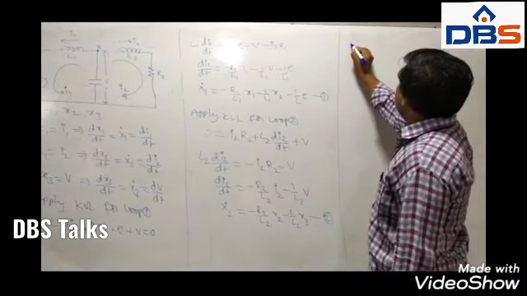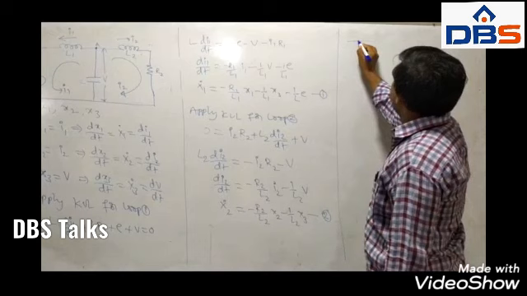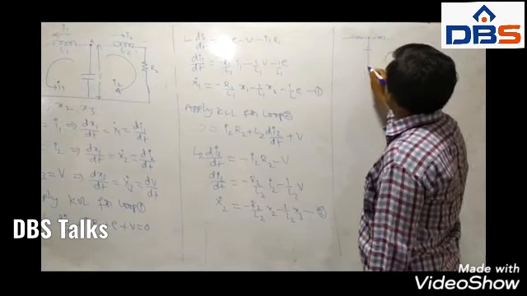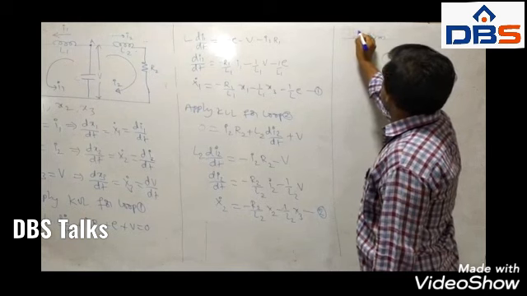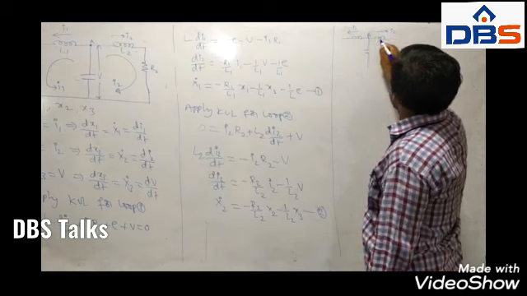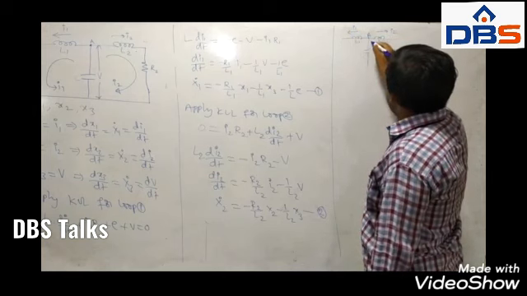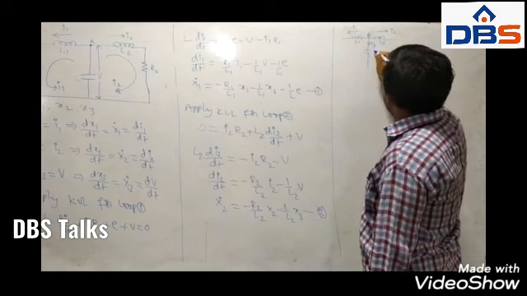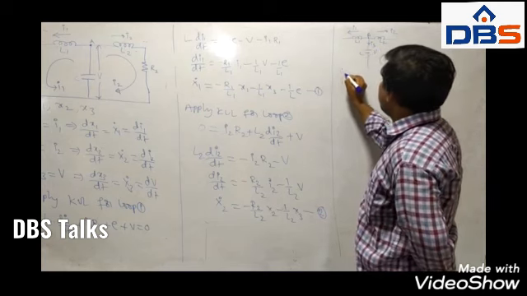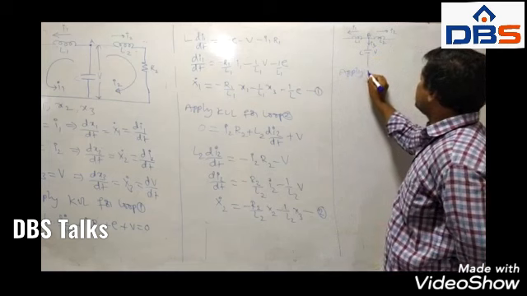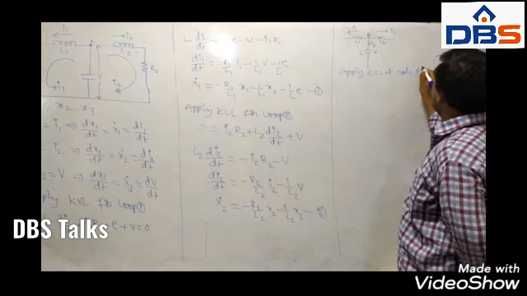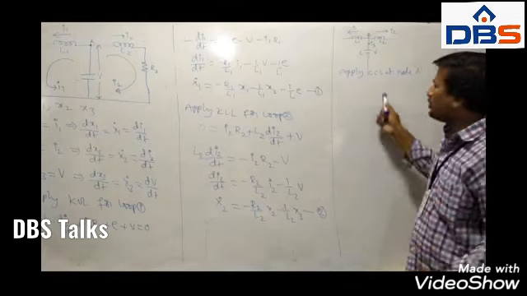So take the node A. This is L1, L2 and this is the capacitor. At node A, the current I1 flows like this, current I2 like this, and current I3 flows through the capacitor V. Now apply KCL at node A.